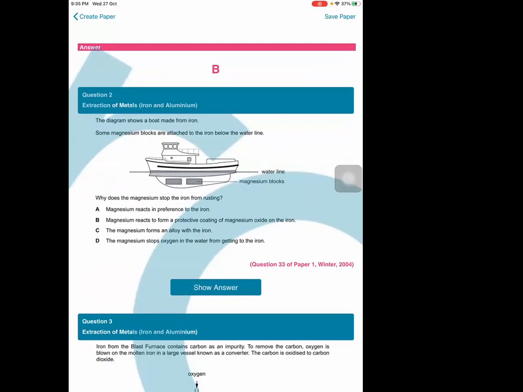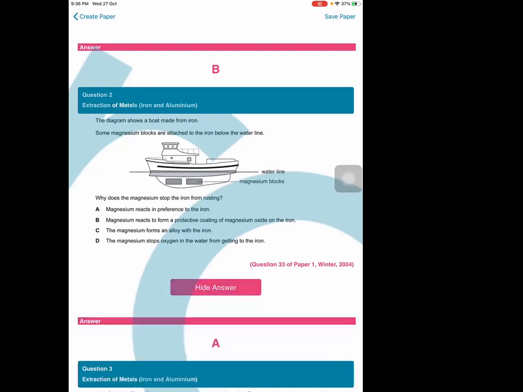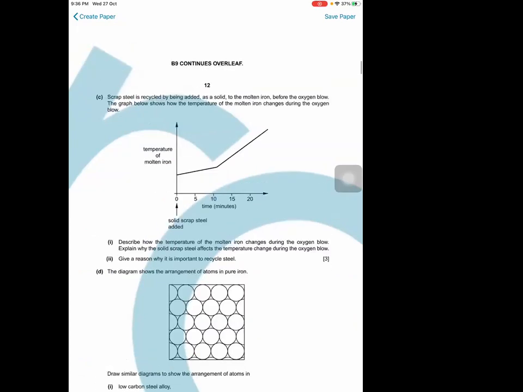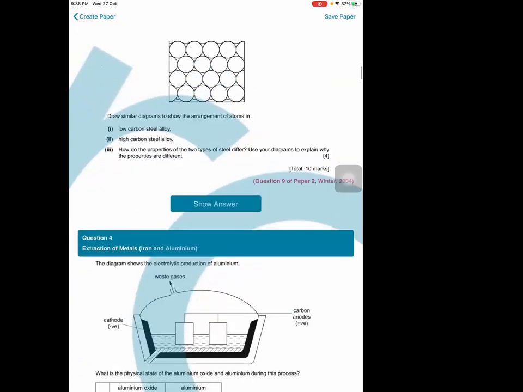So can you please tell me the answer of this, Fazar? The answer of the second question, it is related to sacrificial protection. So can you please answer it? The answer is A. Why? Because magnesium reacts in preference to the iron. Magnesium is more reactive, so it will react first and iron will not, right? If you're not able to answer, you can check this now.